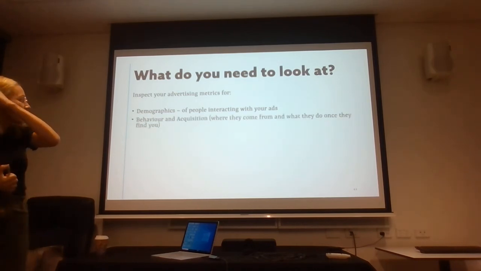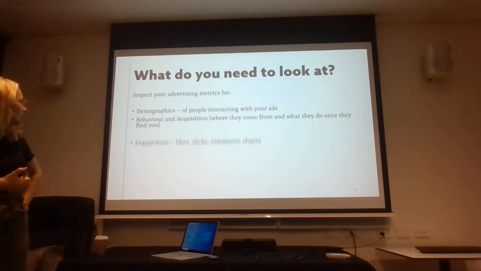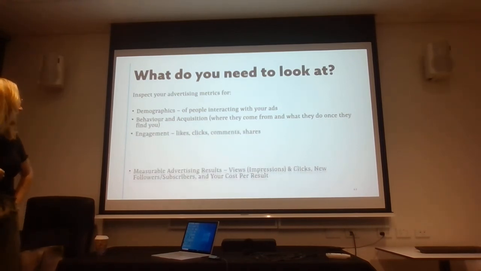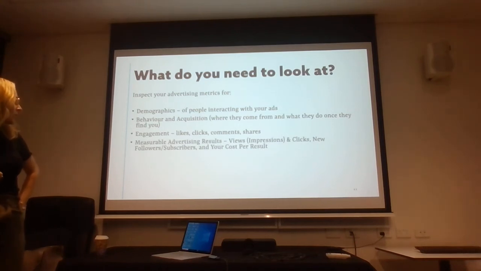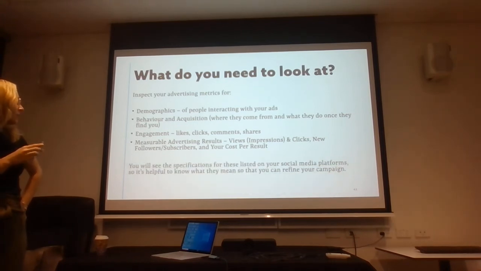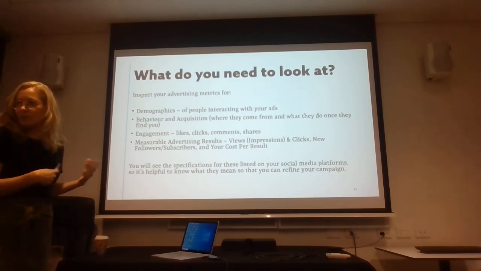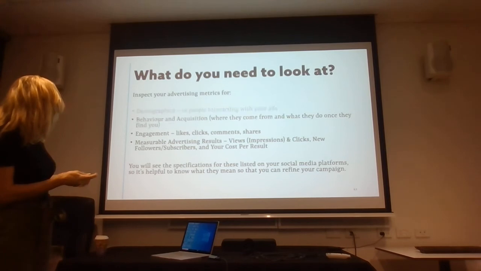Next one is behaviour acquisition. So where they come from and what do they do once they find you. Engagement, likes, clicks, comments, and shares, and measurable advertising results. So we've got views, which are referred to in advertising as impressions, clicks, new followers, subscribers, and your cost per result. You'll see the specifications that are listed on the social media platforms. So it's important to know what they mean and to look for them so that you can refine your advertising.